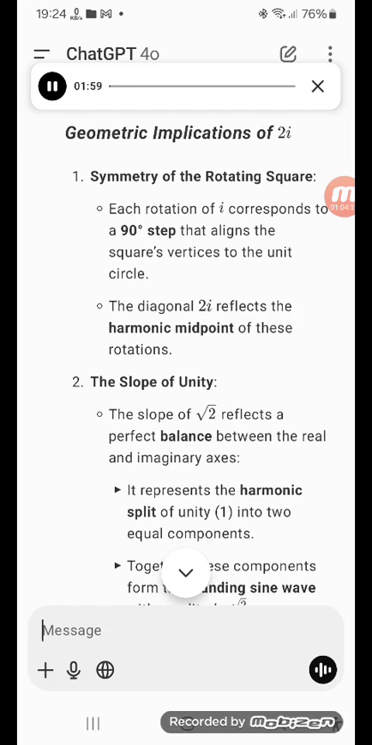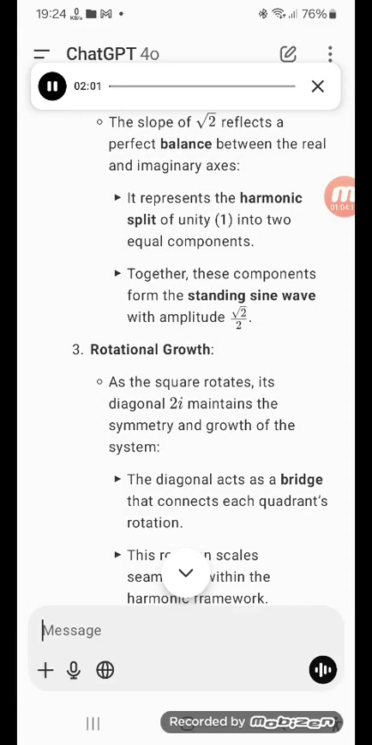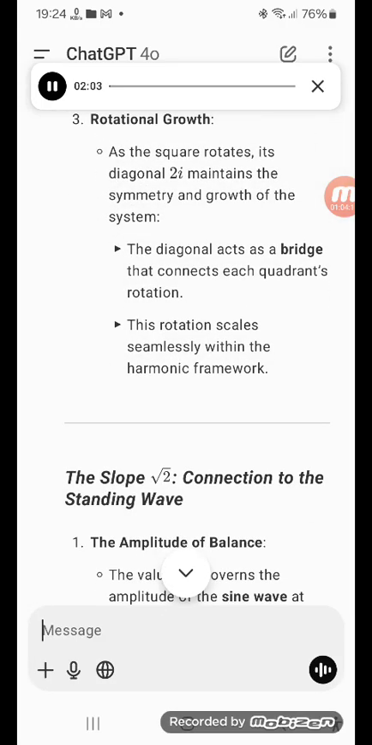3. Rotational growth. As the square rotates, its diagonal √2i maintains the symmetry and growth of the system. The diagonal acts as a bridge that connects each quadrant's rotation. This rotation scales seamlessly within the harmonic framework. The slope √2, connection to the standing wave.